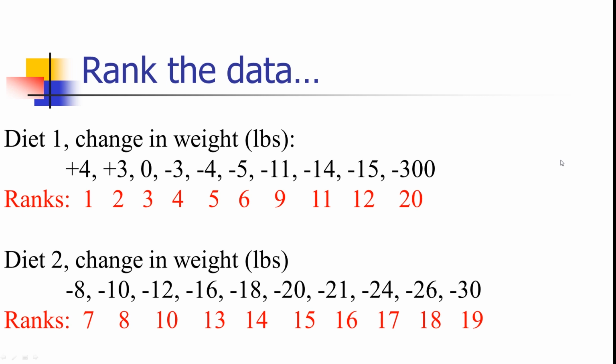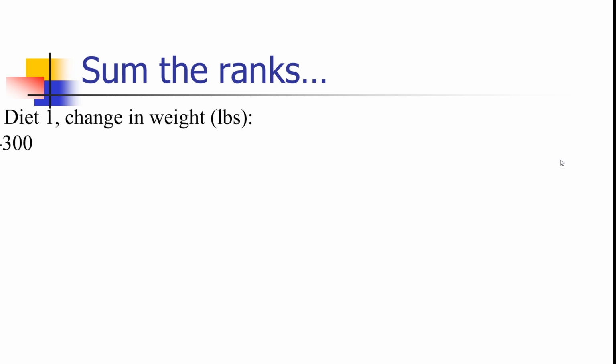Notice, however, that we did not take that 300-pound weight loss and throw it out. That would be a mistake because there really is somebody who did have a fabulous success on diet 1 for whatever reason. That person gets counted. They get the best rank. They get the 20. But the 20 has much less influence on the statistics than that 300. That's the idea. So we rank everybody from 1 to 20, ignoring which group you're in, and then we sum up the ranks within each of those groups. We just add them up, literally sum them up.